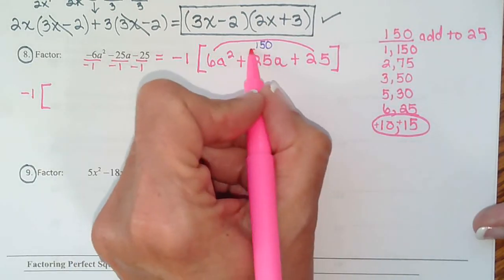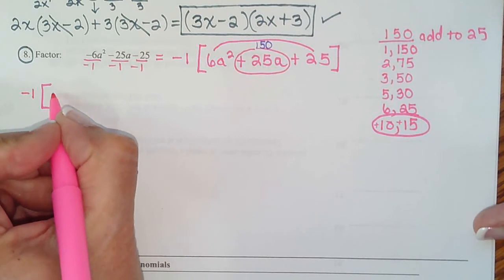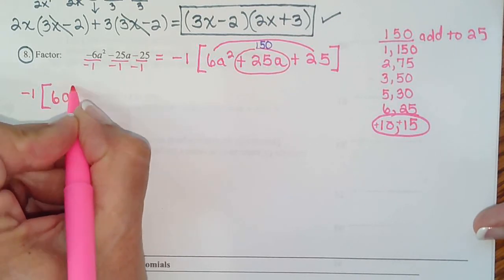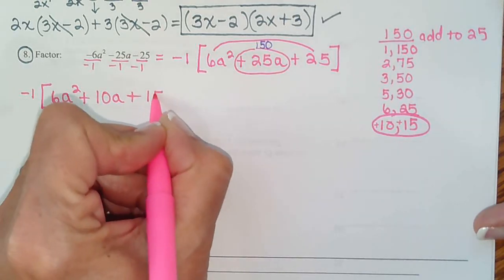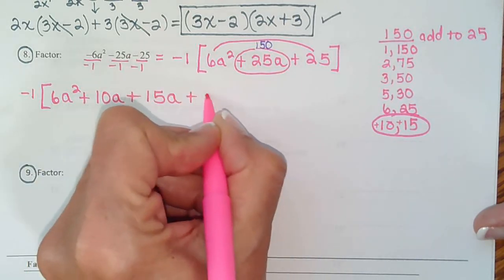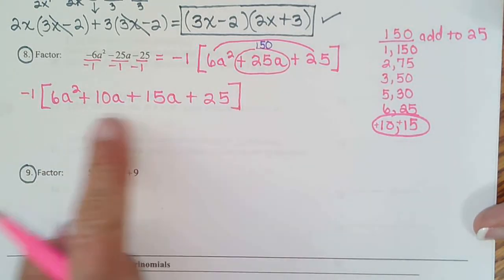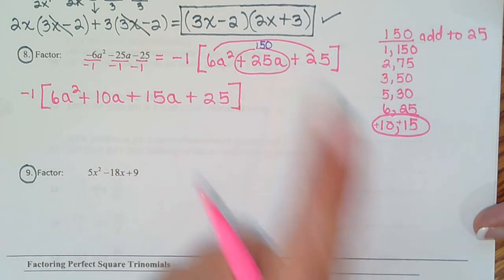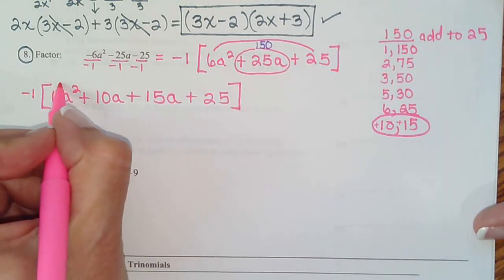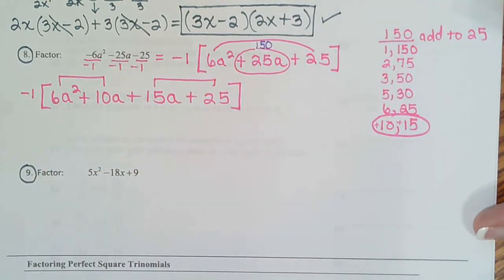So then I expand. I take the 25a out, and I'm going to put those two in its place. So 6a squared plus 10a plus 15a plus 25. And now I have my 4 terms, and I'm just going to verify that these two give me that back, which they do. So I'm ready to do my grouping, which is the only thing I know how to do with 4 terms.